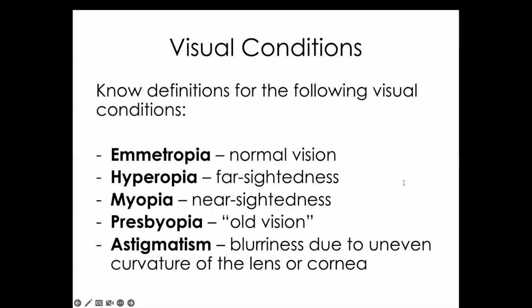Presbyopia is old vision and is the gradual loss of your eye's ability to focus on nearby objects as you age. And it's not the same thing as being farsighted. This is why our grandparents have a really hard time seeing things up close, like reading on their phone or reading the newspaper. And then lastly, we have our astigmatism. That's blurriness due to an uneven curvature of the lens or cornea, meaning the eye is not completely rounded.